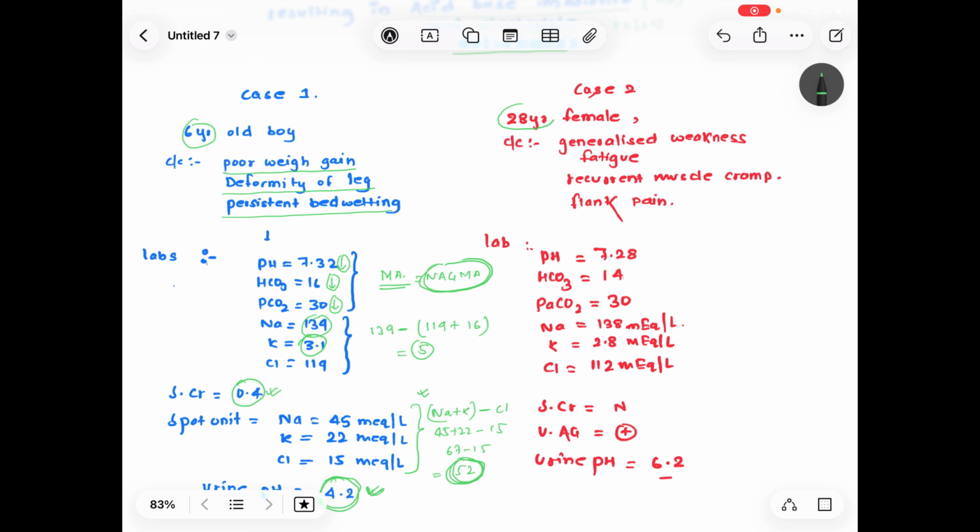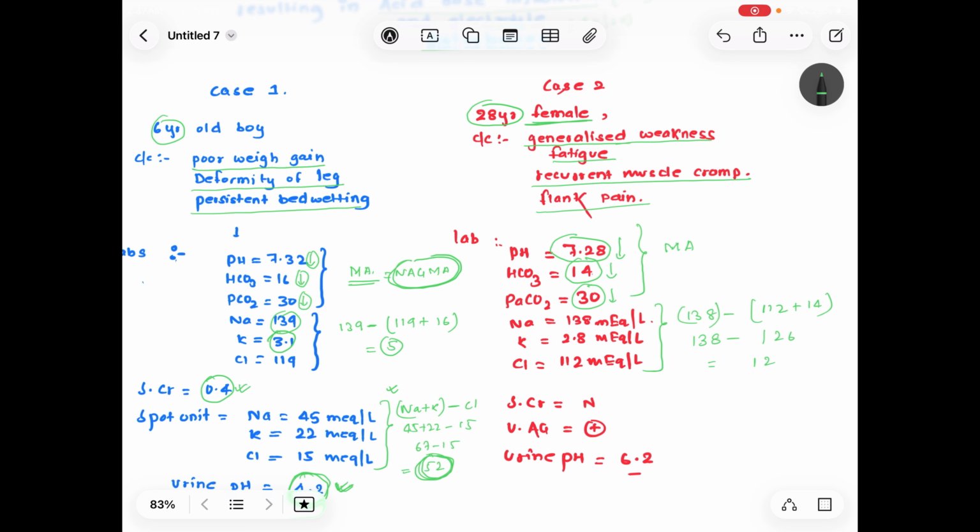Second case is a 28-year-old female presented with complaint of generalized weakness and fatigue, recurrent muscle cramps and flank pain. Lab values show pH slightly on the acidic side with a bicarb of 14, which is also on the lower side, with a PCO2 of 30, which is also on the lower side. So this is also a metabolic acidosis. Anion gap comes to 12, which is also normal. So this metabolic acidosis is also normal anion gap metabolic acidosis.